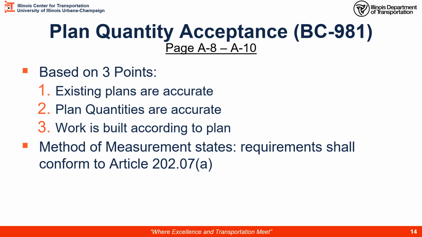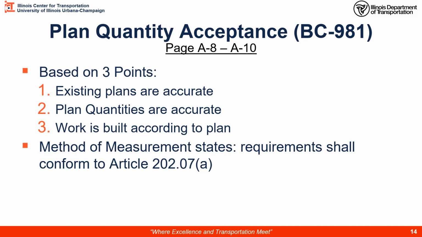The third is the work is built according to plan. So we're going to go out, execute the work to the lines and grades in the plans. If we can satisfy all 3 of these conditions before we start the work, we can agree to the planned quantity. We don't have to measure. We can estimate on a daily basis. And when we're all done, we're going to end up paying the actual planned quantity.